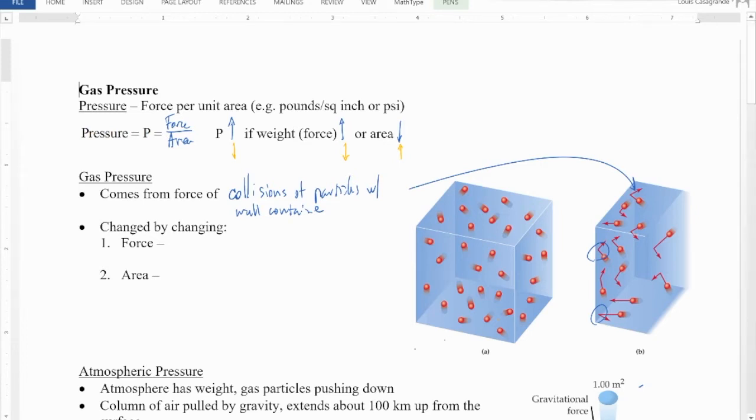And the container has a certain area, length times width times height. The inside surface area, that's their volume. But inside that length times width times height, you've got the surface area. And that gives you the pressure.